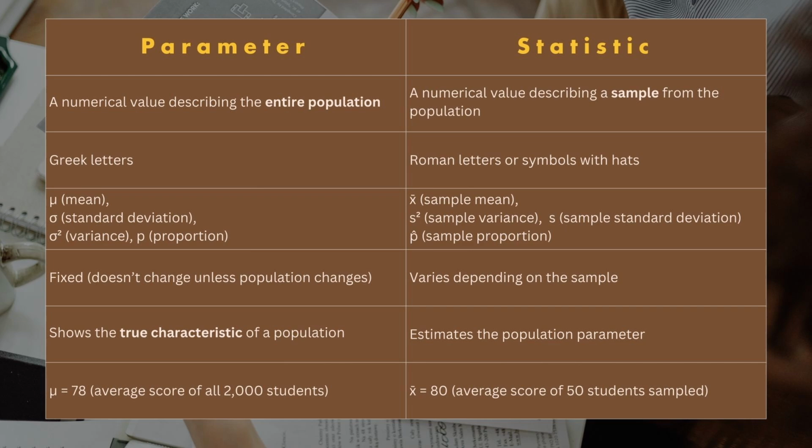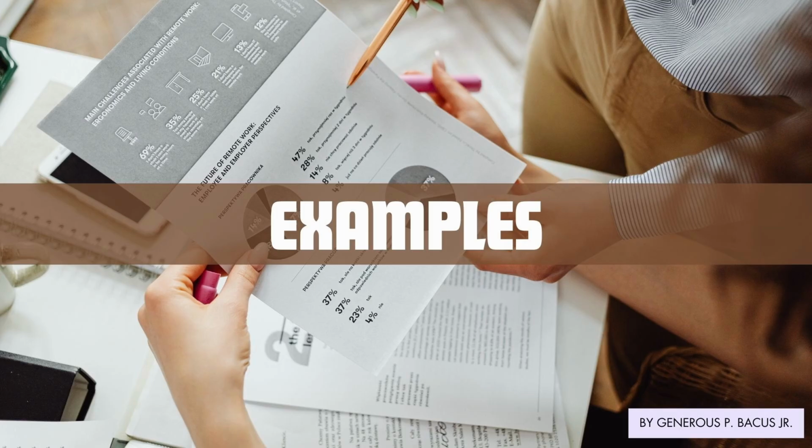Greek letters, Roman letters. There is the mean, the standard deviation, the variance, and the proportion. There is a sample mean, a sample variance, a sample standard deviation, and a sample proportion. Fixed is the parameter, and when it's not fixed, you can describe it as a statistic. It shows the true characteristics of a population, but a statistic can only estimate the population parameter. It doesn't show the true characteristics because you're only taking a sample from the true population itself.